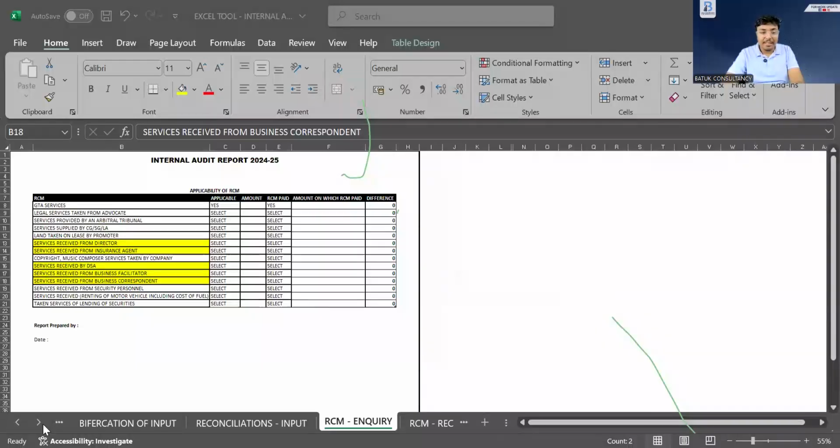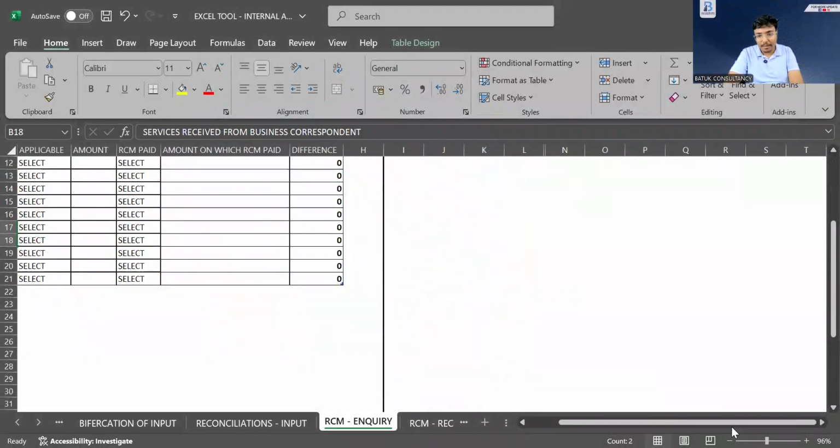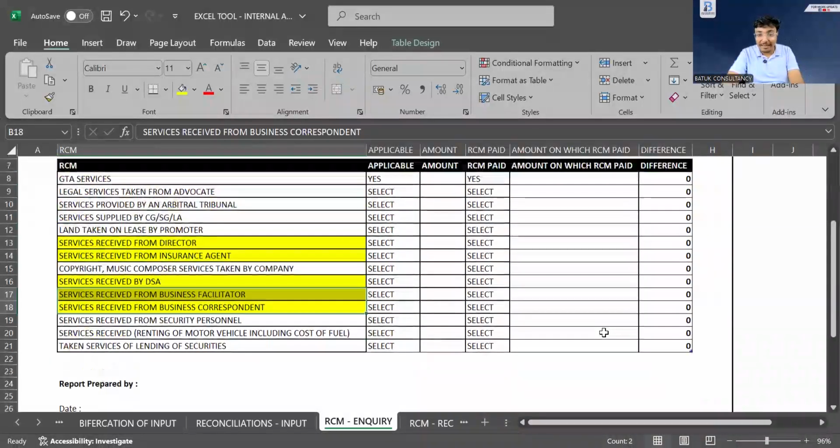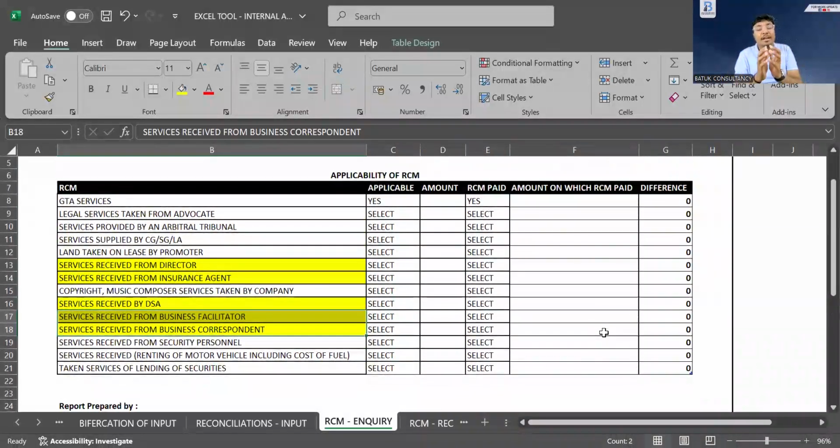Okay. So in this particular sheet we have just identified whether RCM is applicable or not on account of the services. Now the point is that, sir, our responsibility is to identify, and also we need to ensure whether the GST has been paid on the perfect amount or not. So for that purpose we first need to identify applicability.